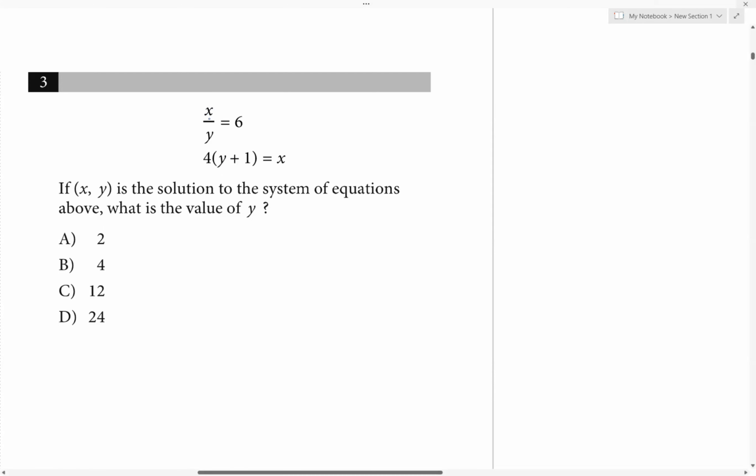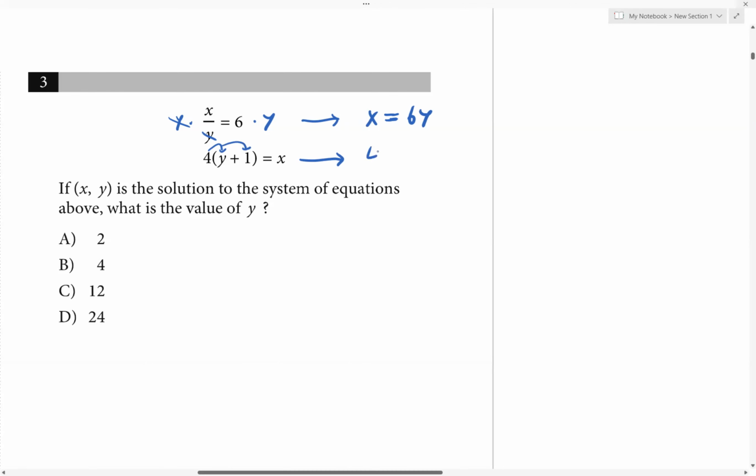Okay, so for the first equation, we could multiply by y on both sides, because you want to cancel out the fraction. So whatever the denominator is, you can multiply that on both sides here. So the y and the y on the left will cancel out, and the equation will become x equal to 6 times y. Okay, x equals 6y. And the second equation, we can go ahead and distribute the 4 over.